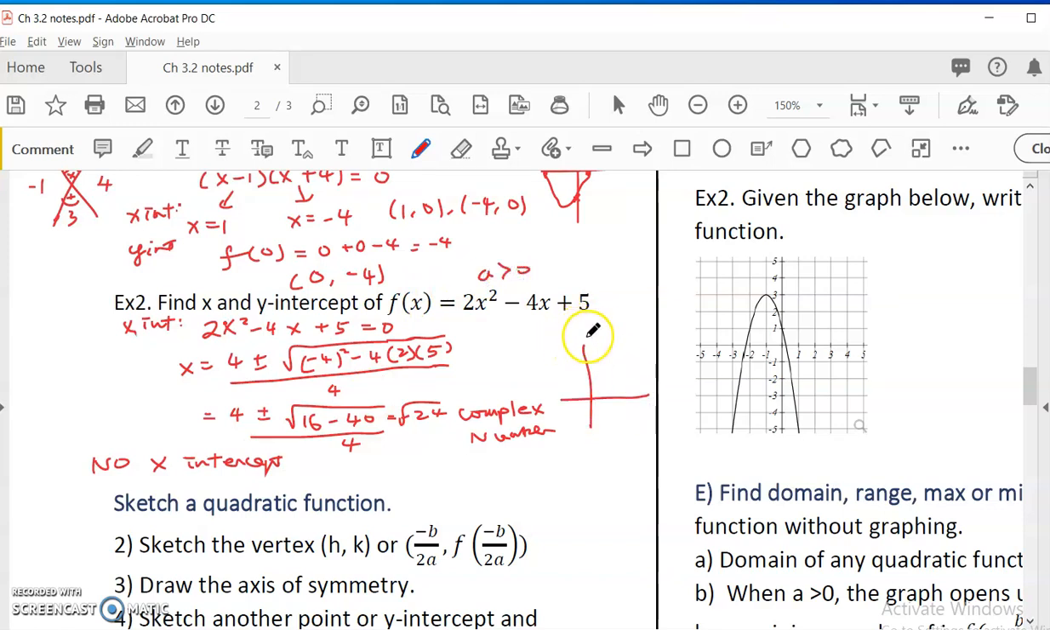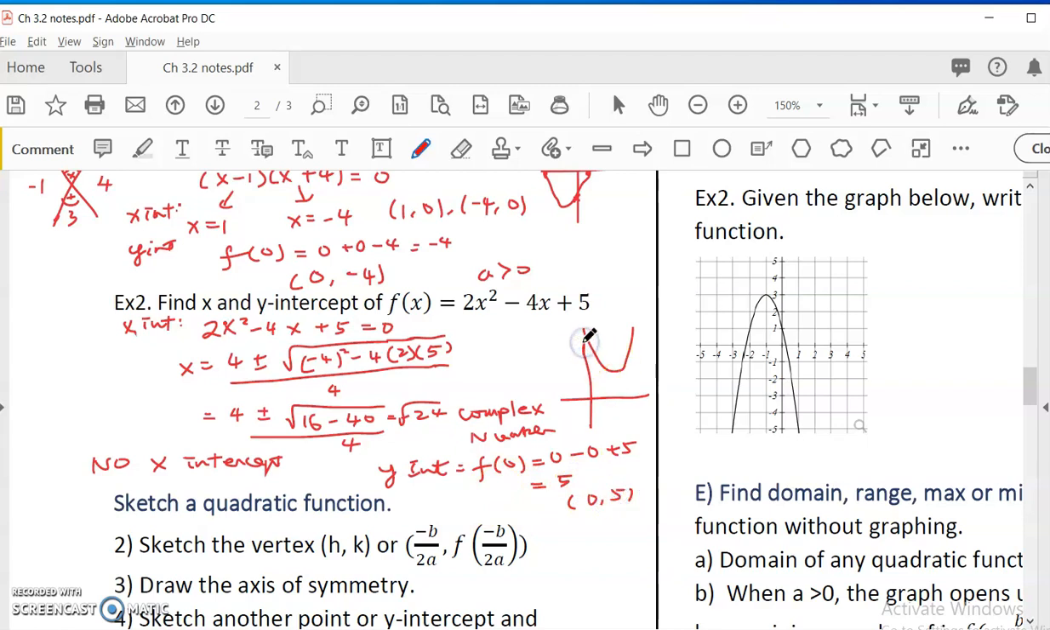So it would be something like, here, like that. So it does not touch it. And we can find the y-intercept. The y-intercept is easier. It's just f of 0. F of 0 is 0 minus 0 plus 5. So you can see that it's 5. So the y-intercept is 0, comma 5.